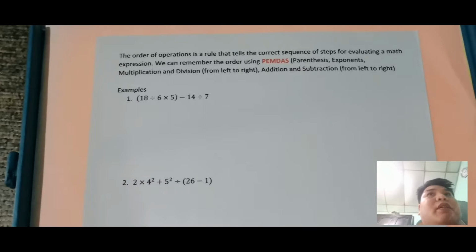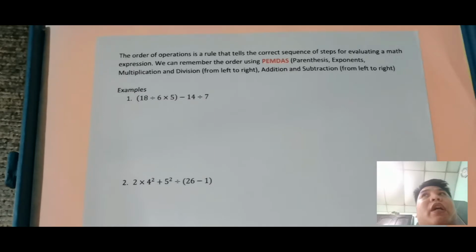So si PEMDAS, ibig sabihin yan, kung nauna yung P, unahin ko yung priority ko yun. So ito nga yung meaning niya. So that is P for parentheses. So meaning kung may nakita kang grouping symbol or parentheses doon, uunahin ko siya. Next is exponent. Next is multiplication and division. So may nakalagay dyan na from left to right.